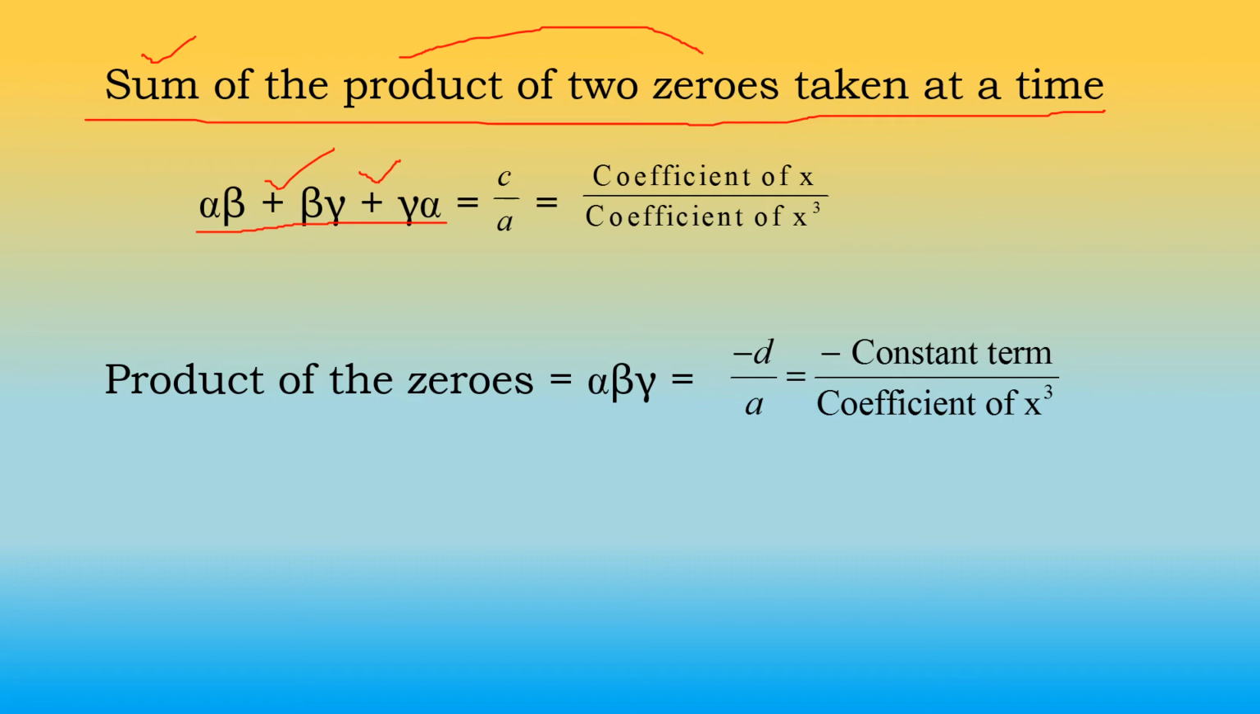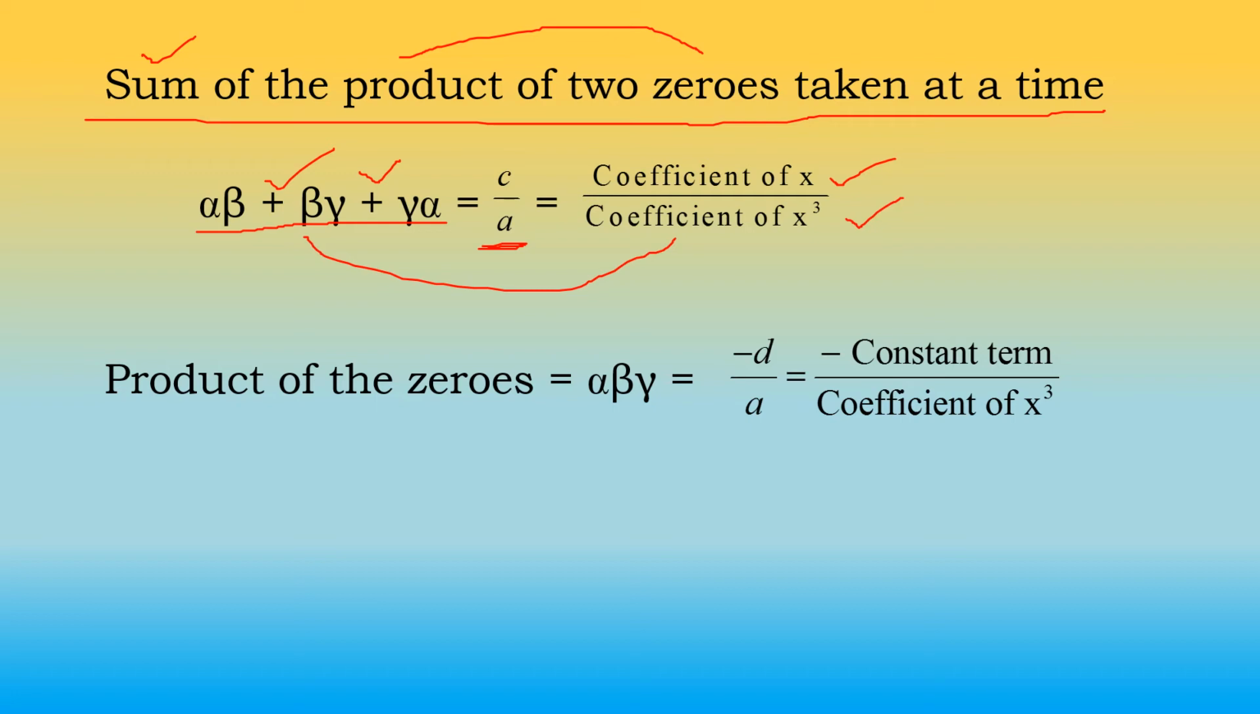So alpha into beta plus beta into gamma plus gamma into alpha is nothing but c by a, which is coefficient of x by coefficient of x cube. c is the coefficient of x, and a is the coefficient of x cube. This is the formula, the relation we have between zeros and coefficients of a polynomial.